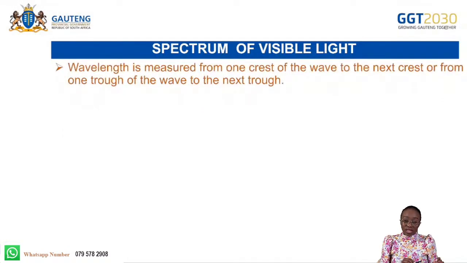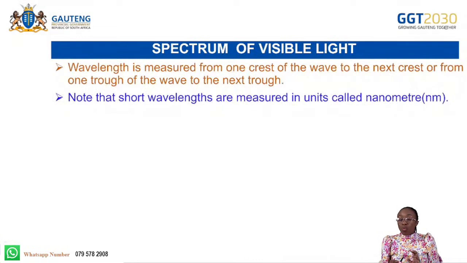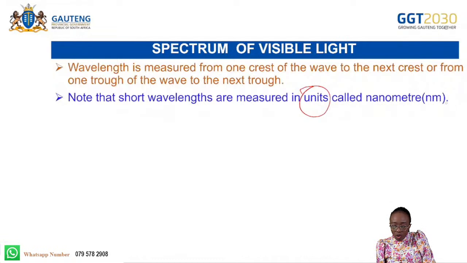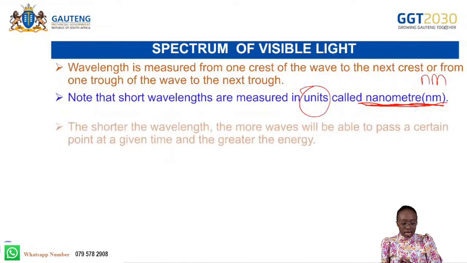Now, wavelength, we've said, is measured from one crest to the next crest, crests that are following each other, one after another, and from one trough to the next trough. Note that waves also have units, and very, very short waves are given a unit called the nanometer, abbreviated as small letter n and small letter m. So very short waves are measured in nanometers.